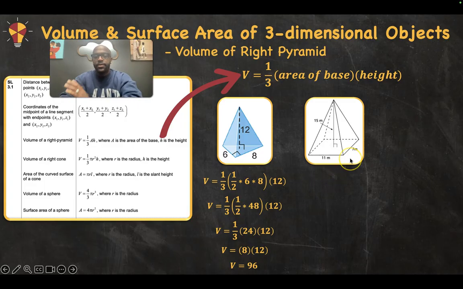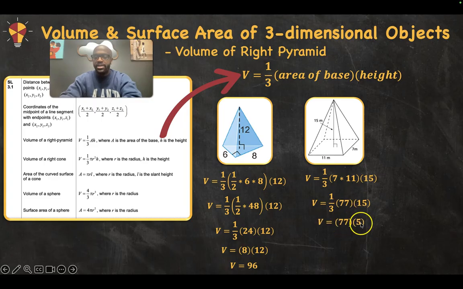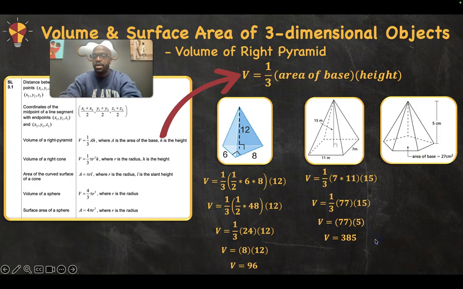So then now here, do the same process. Now instead of taking 1/2 times 6 times 8, you're taking 11 times 7 because it's a rectangle as your base. And you get 77. At this point, you could take 77 times 15 and then divide it by 3 technically, because that's just a 1 at the top. Or you could take either one of these numbers and divide it by 3. 15 and 3 go in there evenly. So I could take 15 divided by 3 and get 5. And take 77 times 5 and get 385. That's the volume here.